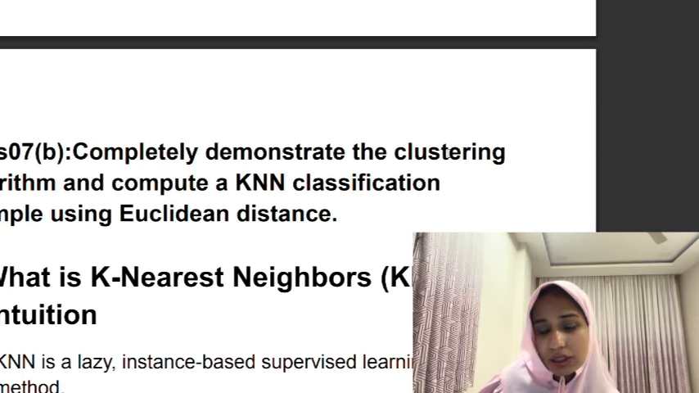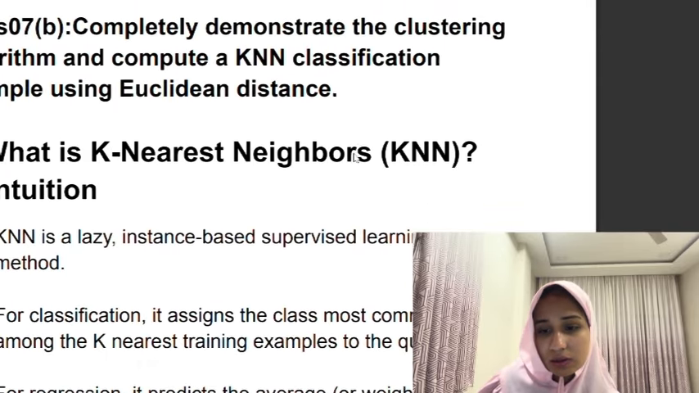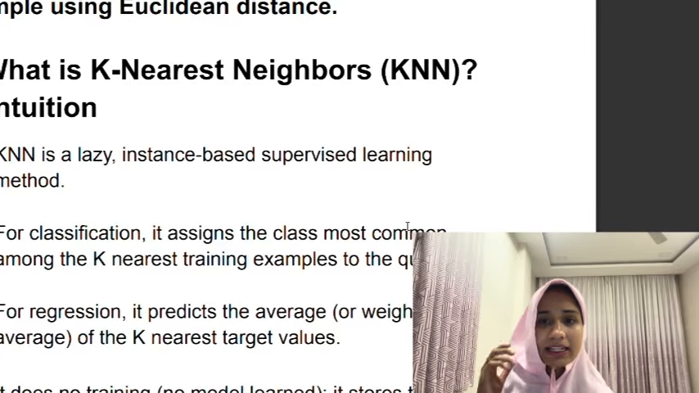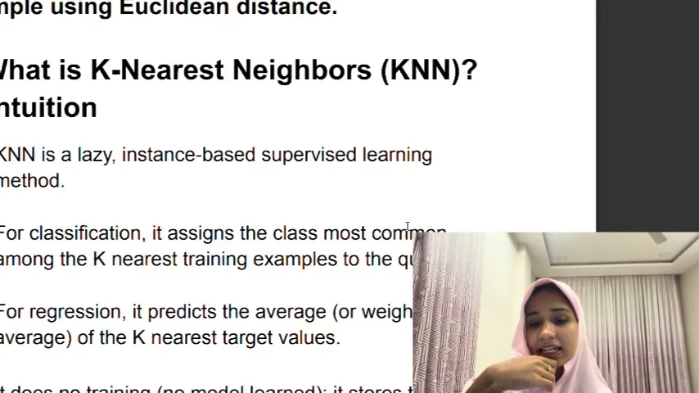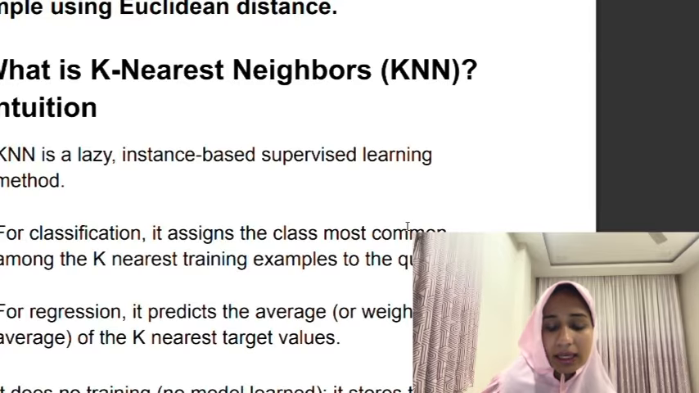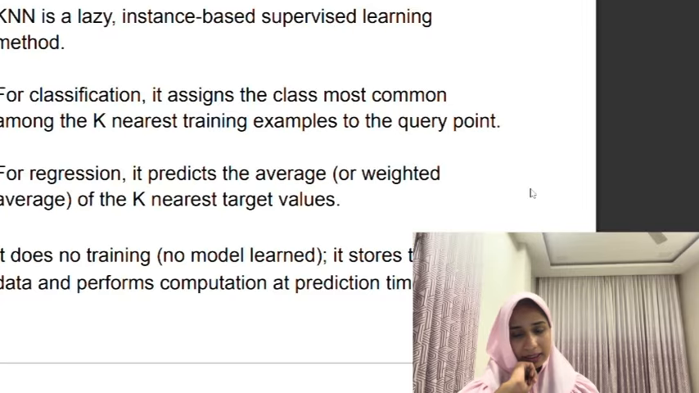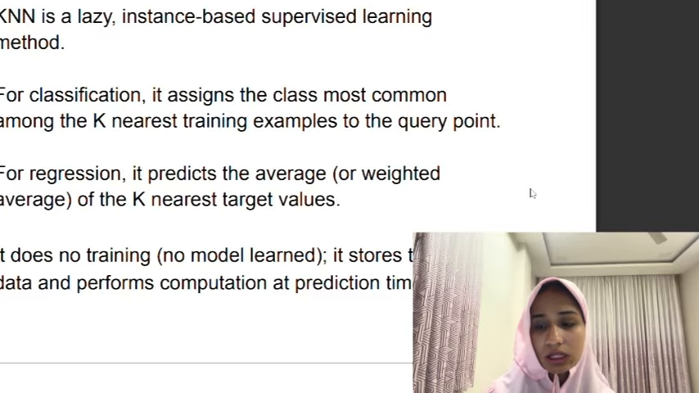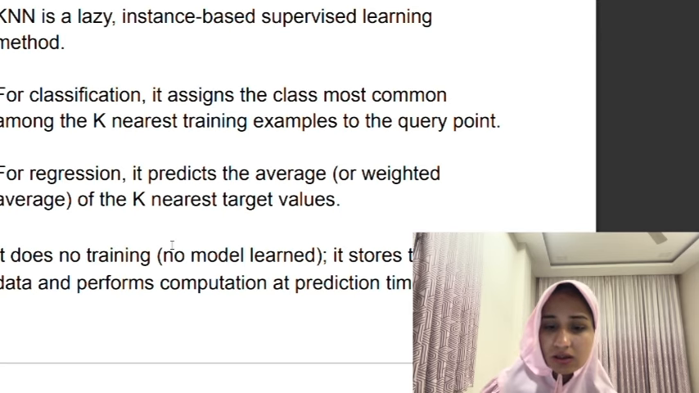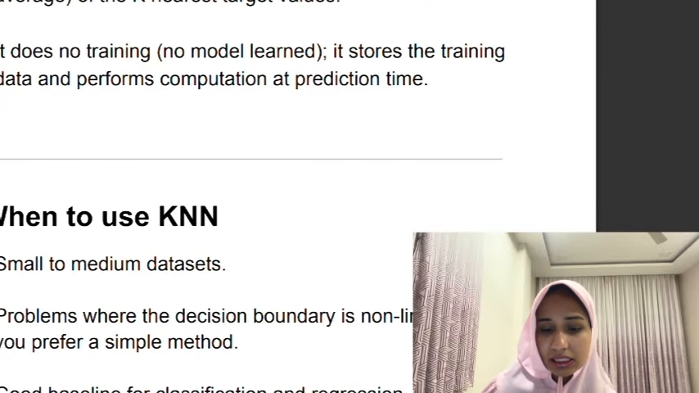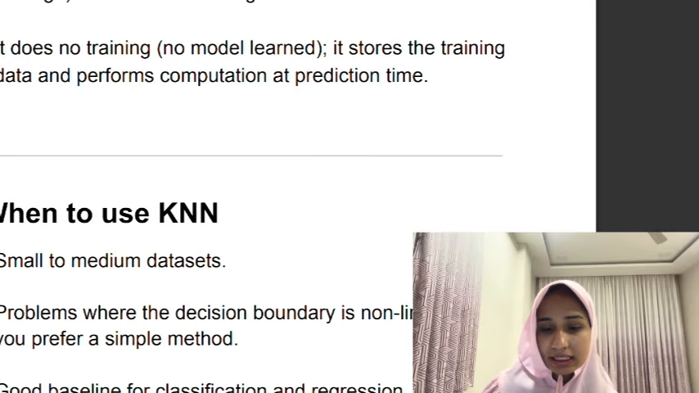So completely demonstrate the clustering algorithm and a KNN classification example using Euclidean distance. So what is K nearest neighbor? KNN is a lazy, instance-based supervised learning method. For classification, it assigns the class most common among the k nearest training examples to the query point. For regression, it predicts the average of the k nearest target values. It does no training. It stores the training data and performs computation at prediction time.